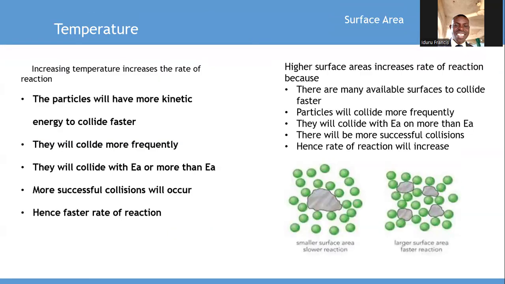Let's start with temperature. When you increase temperature, the rate of reaction will increase. Why would the rate of reaction increase? The rate of reaction will increase because the particles will have more kinetic energy to collide faster. They will collide more frequently. They will collide with EA or more than EA, and there will be more successful collisions and hence a faster rate of chemical reaction.